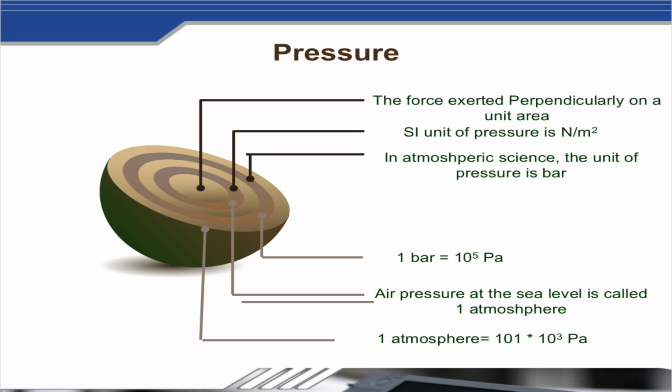The SI unit of pressure is Newton per meter square. In atmospheric science, the unit of pressure is bar, and 1 bar is equal to 10 to the power 5 Pascal. Air pressure at sea level is 1 atmosphere. 1 atmosphere is equivalent to 101 into 10 to the power 3 Pascal.